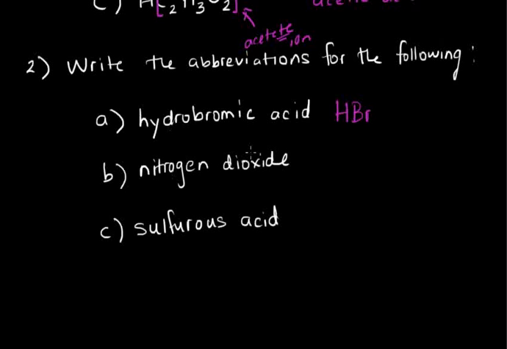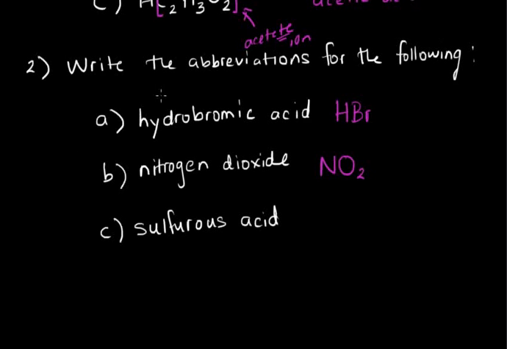Next, a covalent compound, nitrogen dioxide. This is quite a common compound. So the lack of a prefix on nitrogen means we only have one atom, so that's just N. Dioxide means we have two oxygens. That one's fairly straightforward. And this is a little tricky.